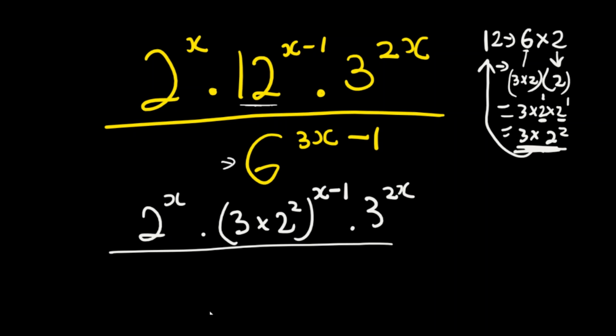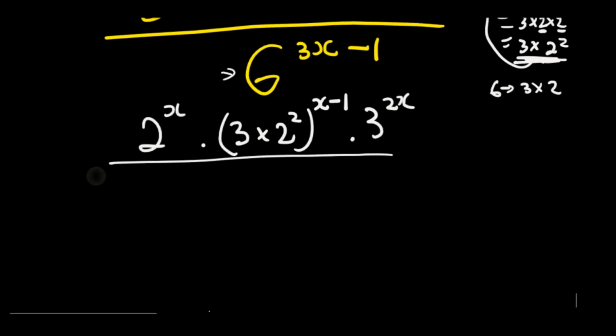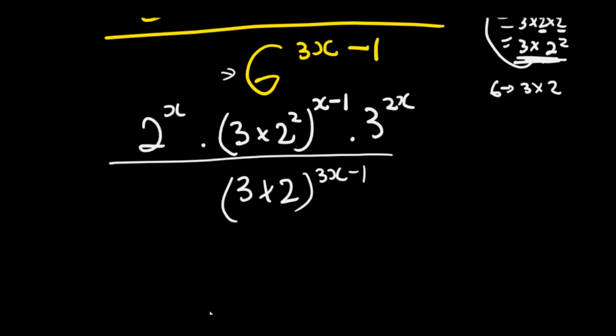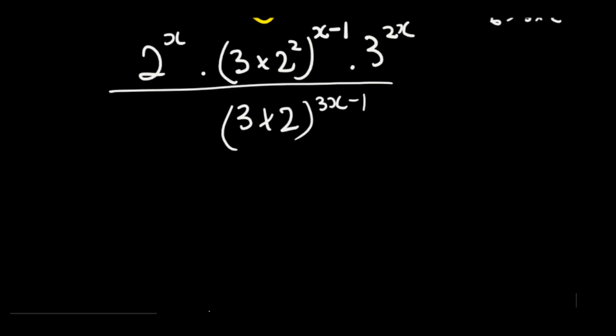So let's break down the 6. 6 is formed by 3 times 2, right? And then I'm just going to write that down. So we'll have 3 times 2 all to the power of 3x minus 1. Okay, then from here, we're going to multiply this power of x minus 1 inside the brackets, including here, we're going to multiply the power inside, right? So the power will multiply everything that is inside.